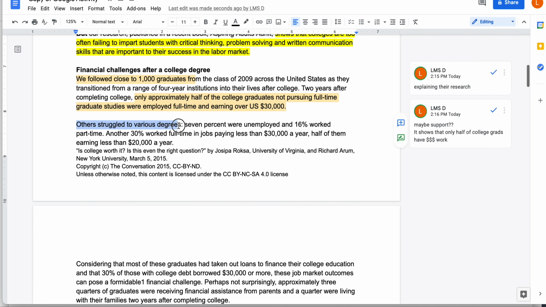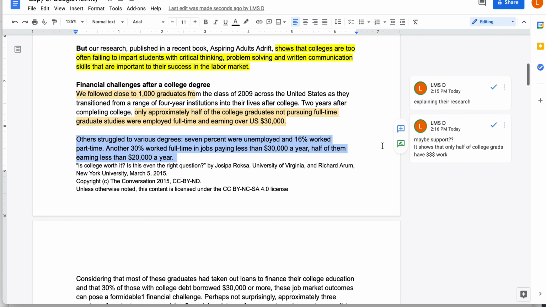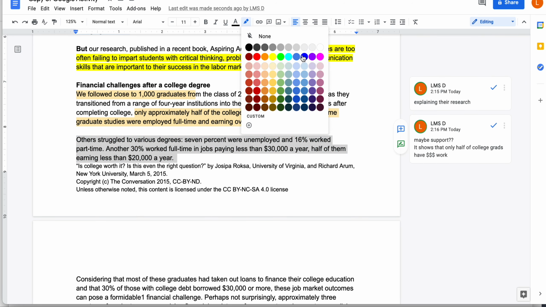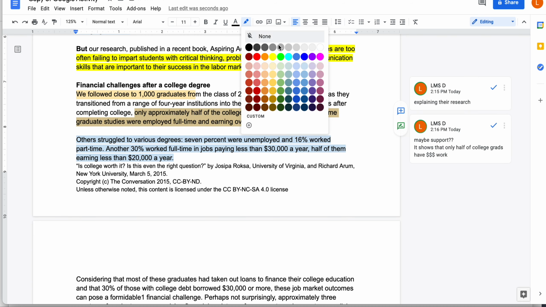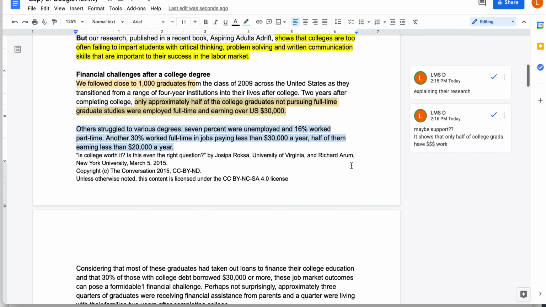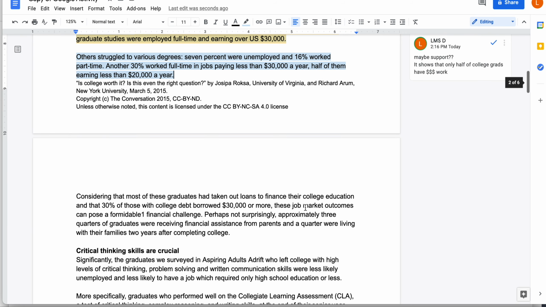Others struggled to various degrees. 7% were unemployed, worked part-time. Okay, so it seems like this is beginning to build the argument. So I'm going to go ahead and highlight this in blue because these seem to be the first kind of opening supporting evidence that they provide.